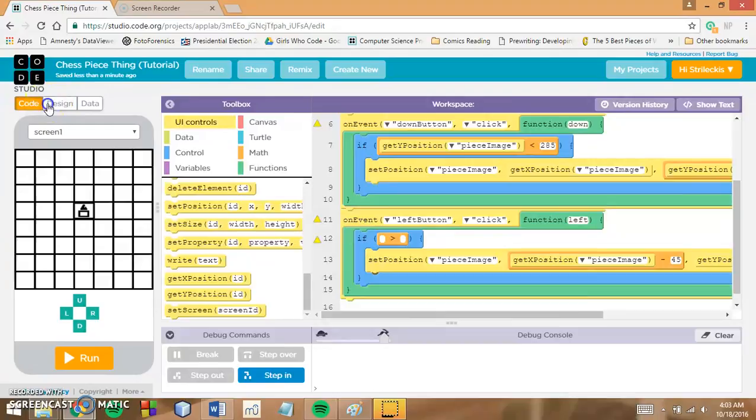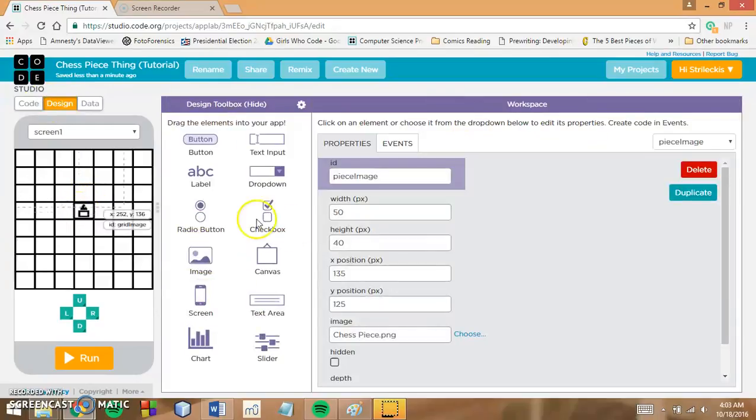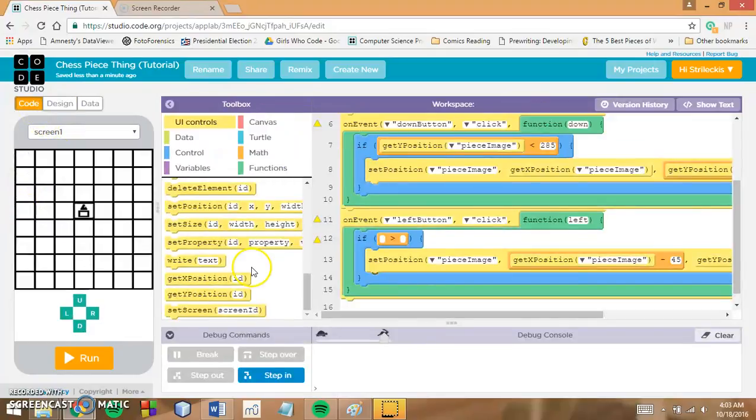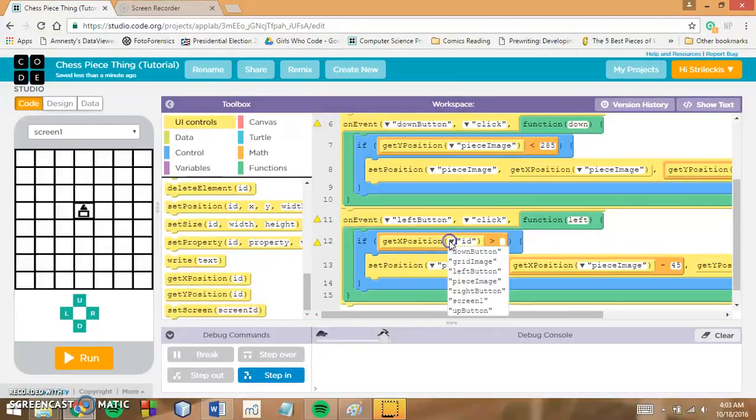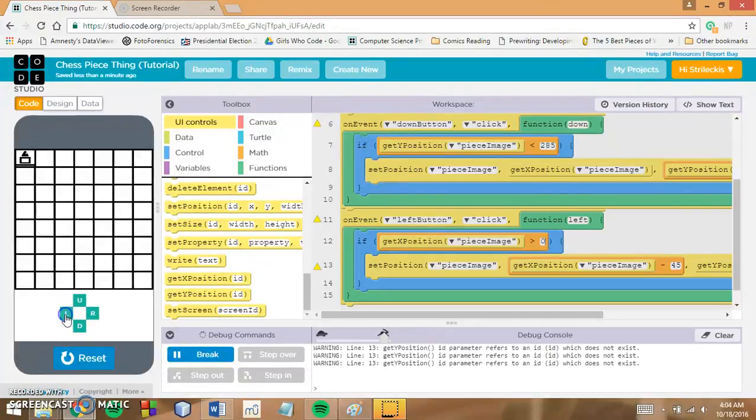And we do that until, let's see, our x is currently 135. So minus 45, that makes about 90. Minus 45 makes 45. And then minus 45 again makes 0. So yeah, we want it to be so long as the x position of our piece is greater than 0. Let's go ahead and run that.